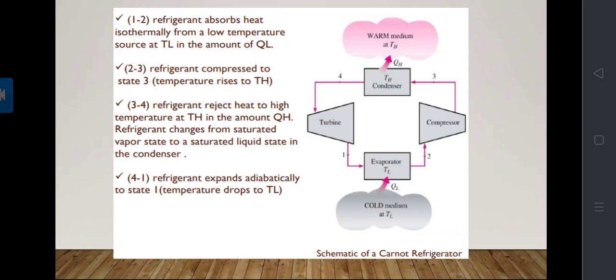So the refrigerant changes from saturated vapor state to saturated liquid state in the condenser. In the condenser the vapor changes its state from saturated vapor to saturated liquid, and at 4 to 1 there is a turbine where the refrigerant expands adiabatically to state 1. Because of this expansion process the temperature drops from TH to TL.